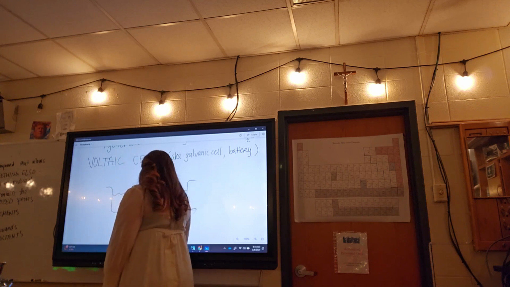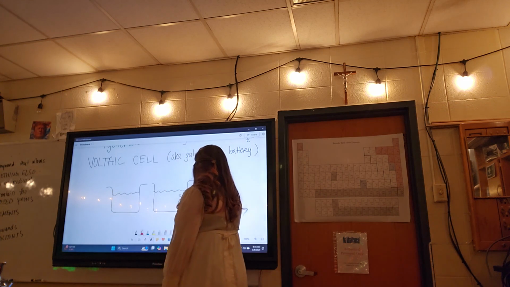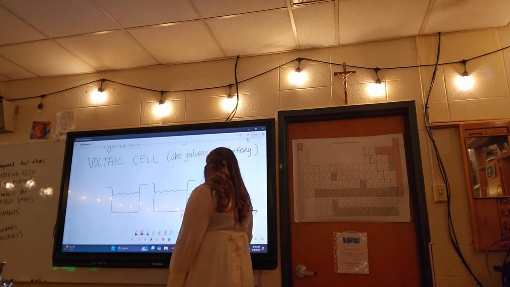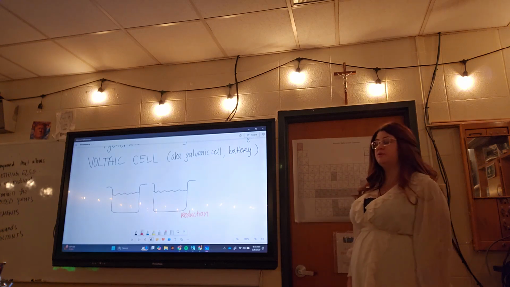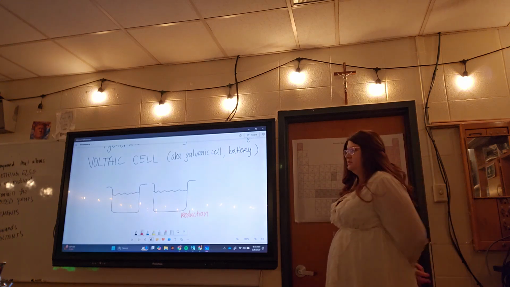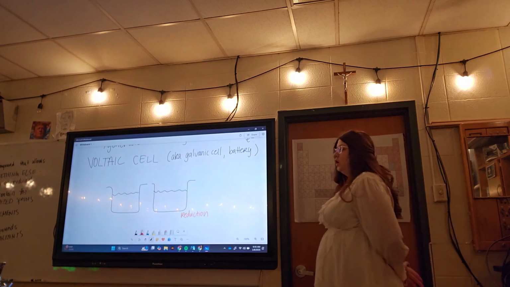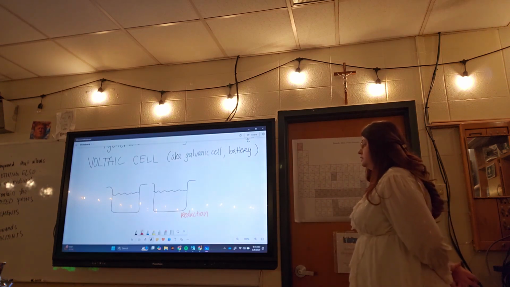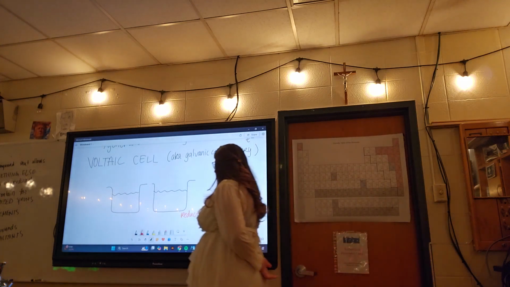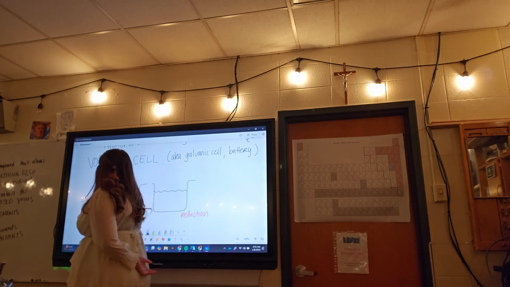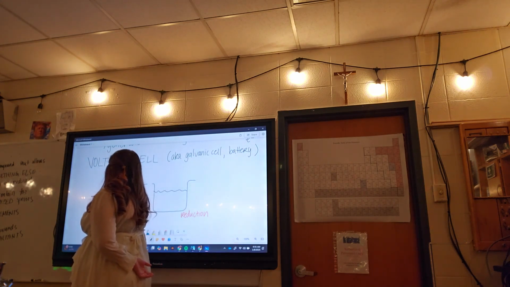Always on the right will be the place where reduction happens. Why? Because that's the way we always draw these things. And then it's easy to understand or to remember it. R for reduction, R for right side. So the reduction occurs on the right side of the battery. So then what must have to happen over on the left? That's your oxidation.